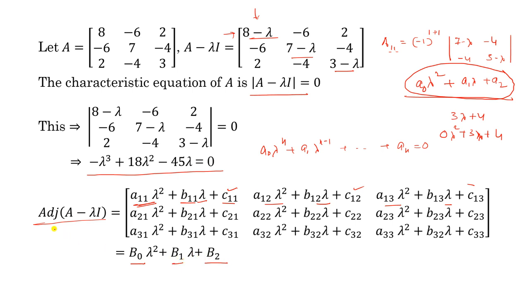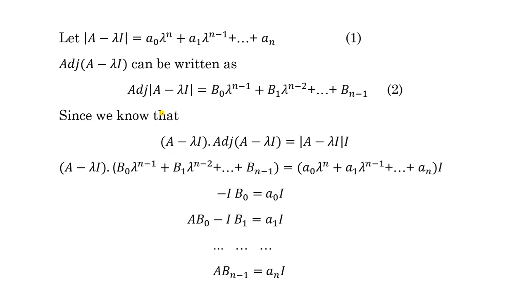So we can write adjoint (A minus lambda I) in its simplest form as B0 lambda square plus B1 lambda plus B2, where B0 is the matrix of coefficients of lambda square, B1 is the matrix of coefficients of lambda, and B2 is the remainder. Now based on this example, how can we write it in a generalized way? The determinant of A minus lambda I you already know, we can write it in this way.